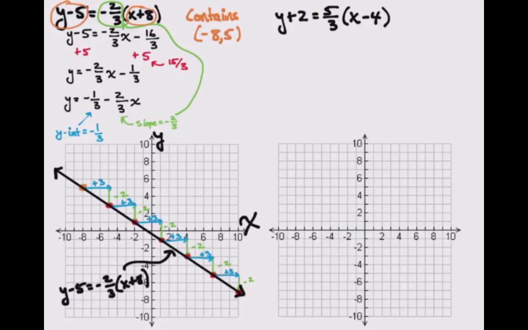All right, time for you to try one. Why don't you try graphing y plus 2 equals 5/3 times the quantity x minus 4. And I'll tell you now, if you try to put this in slope-intercept form, the y-intercept is going to be a fraction and it's going to require you to eyeball. So why don't you try graphing this using the fact that this equation is already in point-slope form.